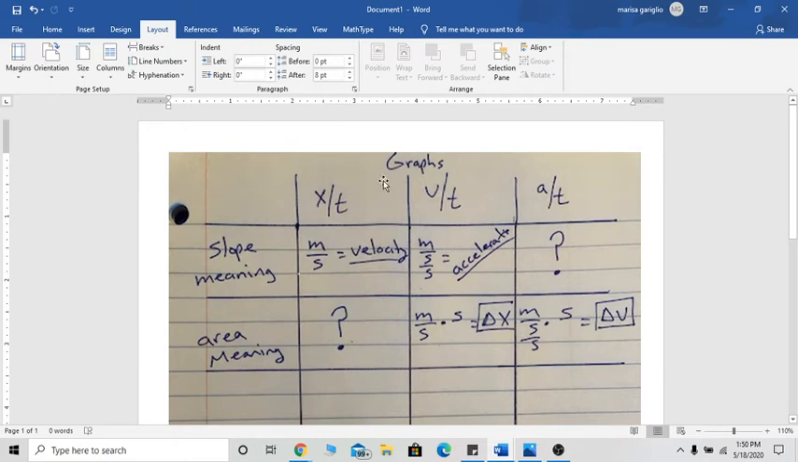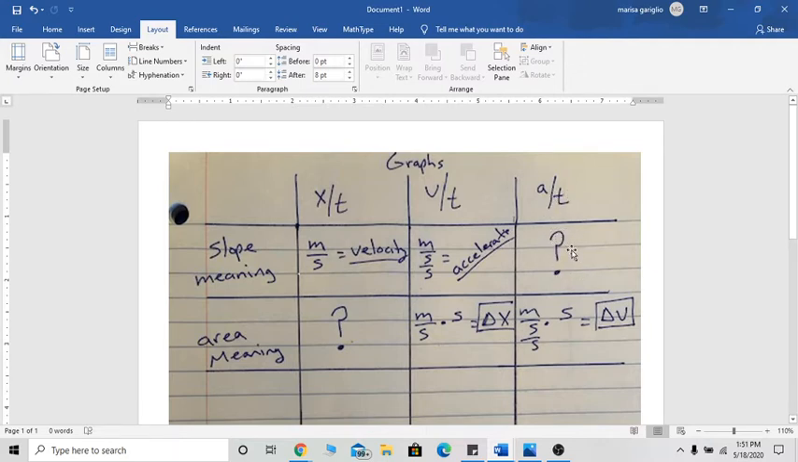So up here you have your graphs, your XT, VT, AT graph. Your slope meaning of these. Well, if you take your units, position is in meters, time is in seconds. Meter over second equals velocity. So the slope of your XT graph is the velocity of the object. On your VT graph, well, velocity is in meters over a second, time is a second. That means the slope of this graph is acceleration. And then for the slope of an AT graph, we don't know what the meaning of that is yet.